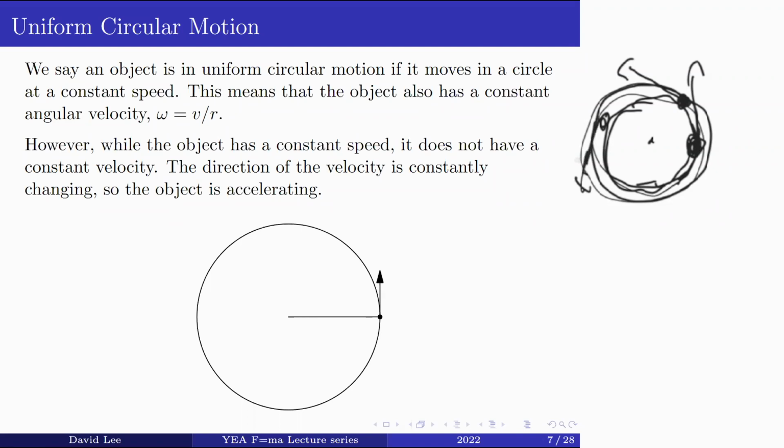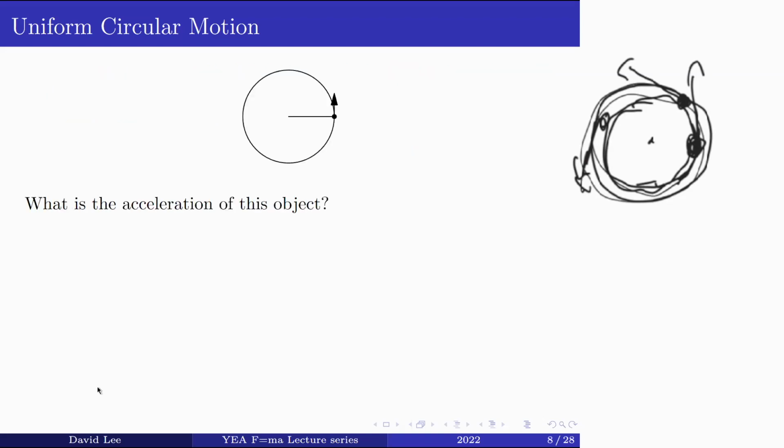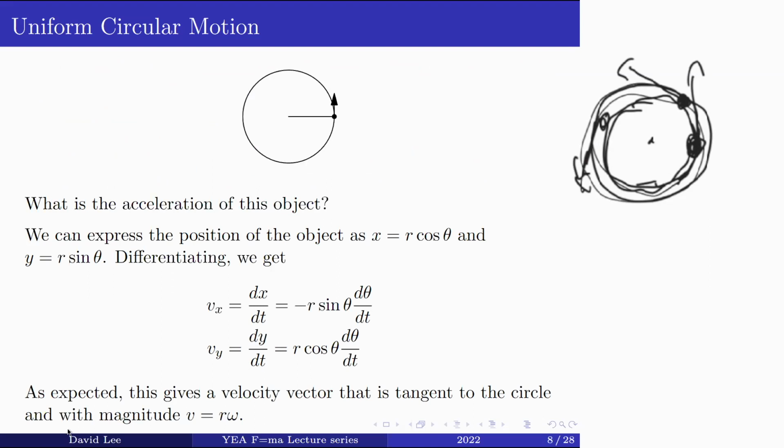So yeah, the direction of the velocity is changing, even though the magnitude is not. And so this means that we have to have an acceleration. Well, what is this acceleration? All we have to do to find it is express its position as a function of theta, and theta is a function of time, so we'll get its position as a function of time. So say this is our theta, then its x position here is r cosine theta, and its y position here is r sine theta.